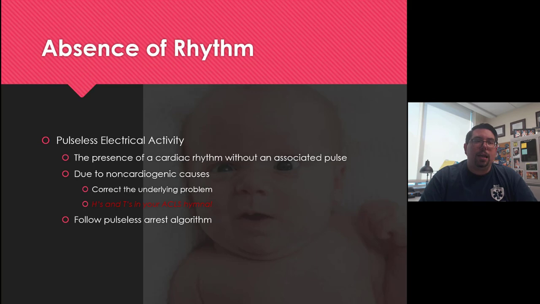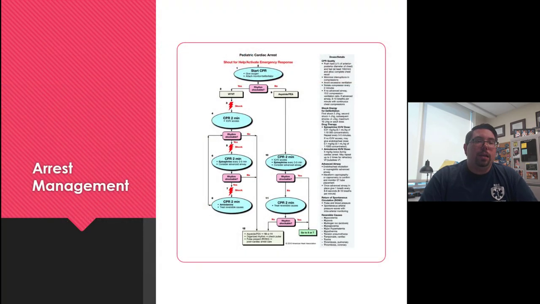For PEA, again, we know it's very common that we're going to see a cardiac rhythm without an associated pulse. Oftentimes these are due to non-cardiogenic causes, and if we can correct the underlying problem, we'll hopefully resolve the PEA. Again, this is where your H's and T's in your ACLS and PALS manual become important. It's very important that you go through each one of those to make sure that you're on the right pathway when it comes to treatment. And then again, follow the appropriate algorithm. Here again, you can see another algorithm, very similar to what we would do in a pediatric cardiac arrest.